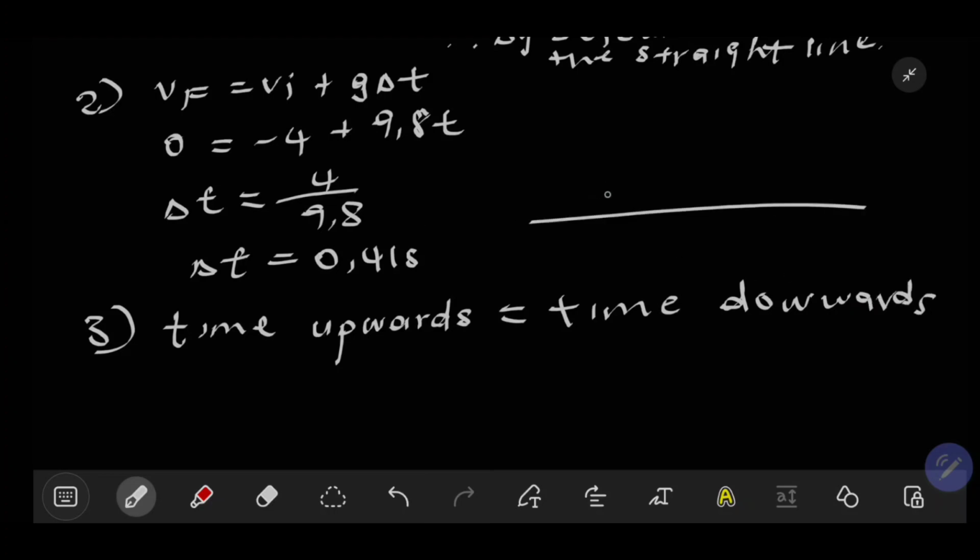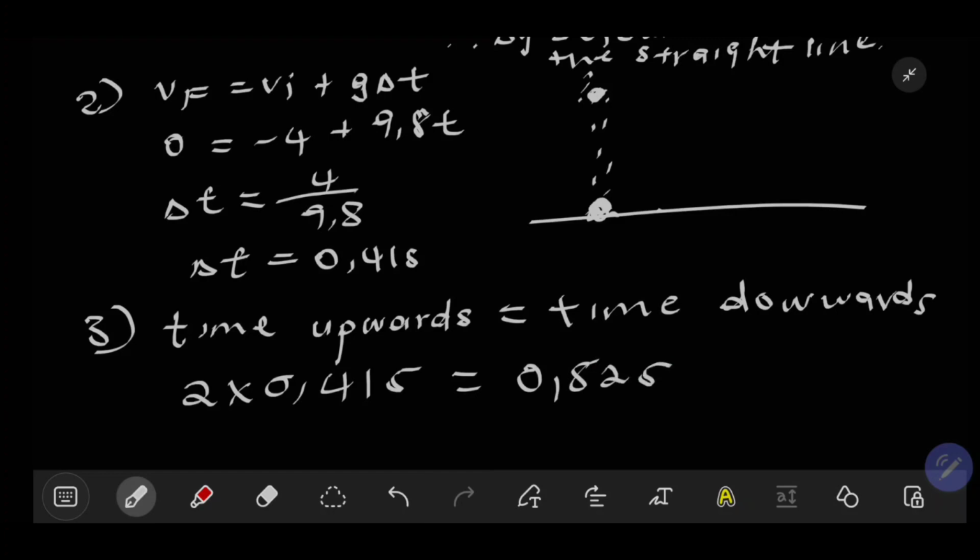Because the ball moves from this point and then it comes back to the same point. It goes up, reaches the maximum height, and then comes back down. So if it takes 1 second, then it should take 1 second to come back. So the total time the ball is in the air will be 1 second for going up and then 1 second for coming down. So now you have 2 multiplied by 0.41 seconds, and then we get 0.82 seconds, just like this.